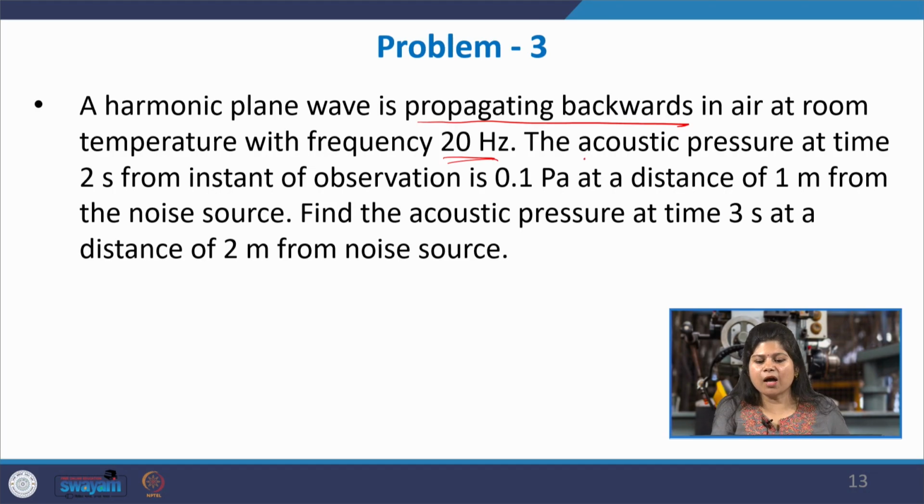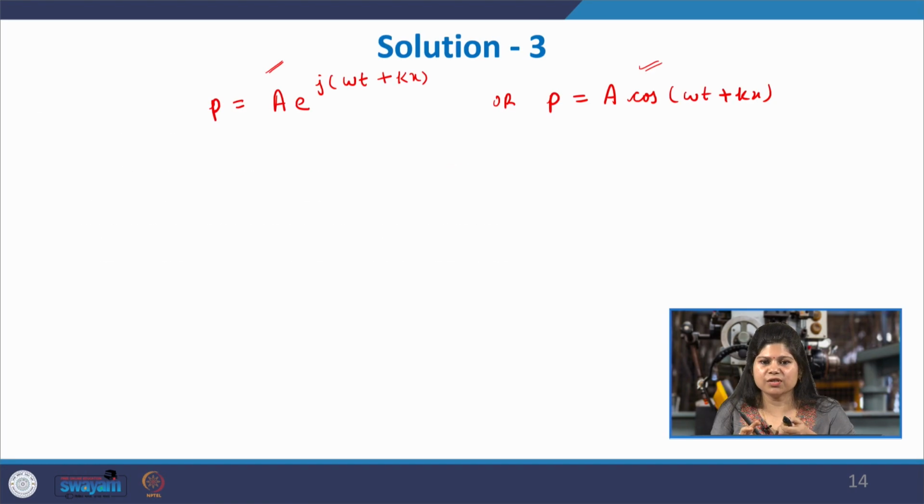It is given that the acoustic pressure at a certain time and certain distance is 0.1 pascals. Now, is this 0.1 pascals a real quantity or a complex quantity? It is going to be a real quantity. We are not giving the pressure as a complex quantity, we are giving it as a real part. So, when you solve it, it is the real part you are equating to, because 0.1 pascals is a fully real quantity with no imaginary part. So, it is not complex. Let us go ahead and take the real solution here.